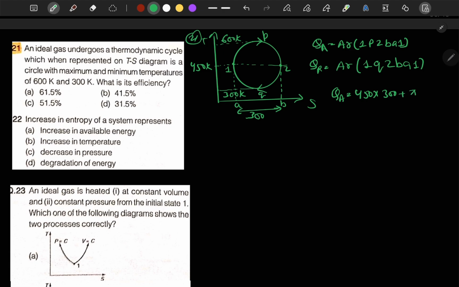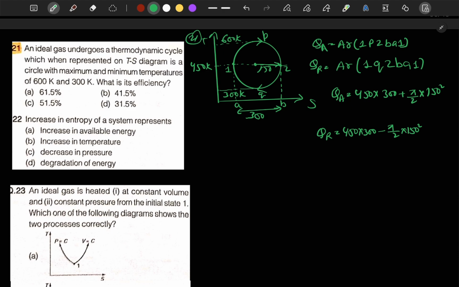plus the semicircle area, pi by 2 into pi r square by 2, that is, 150 square. The radius of this circle will be 150 here, so we can use it to calculate QA. Similarly, we can also find QR is equal to 450 into 300 minus pi by 2 into 150 square. Now let's calculate these two values.